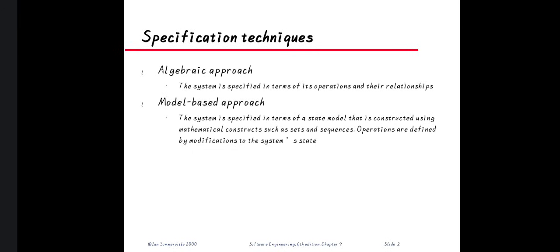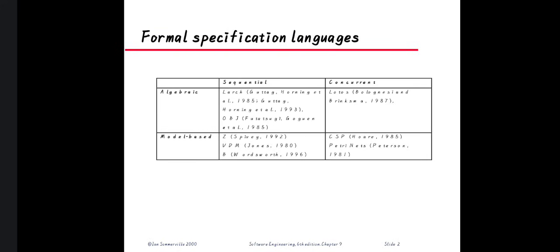Next study is specification techniques. First one is the algebraic approach. The system is specified in terms of its operations and their relationships. Next one is the model-based approach. The system is specified in terms of a state model that is constructed using mathematical constructs such as sets and sequences. Operations are defined by modifications to the system state.